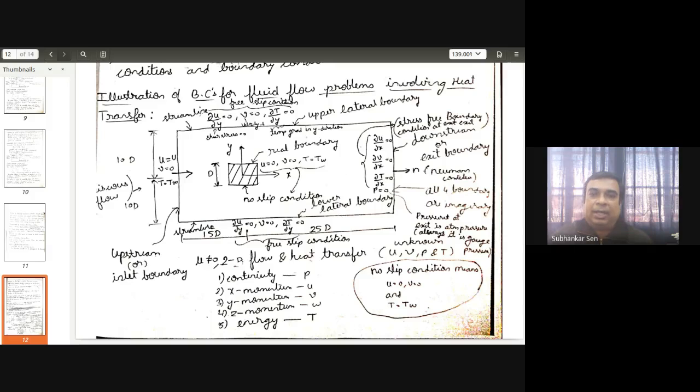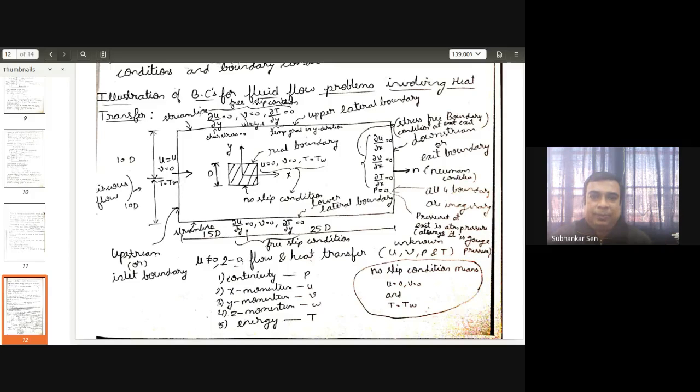So this is the lateral boundary or side boundary. This is an imaginary boundary. All these boundaries, these are imaginary. We are just truncating it. So this is a real boundary, but this boundary is imaginary. Some student can take it, suppose we are taking it at 10D, somebody can take it 12D or 13D, it will not make a big difference.